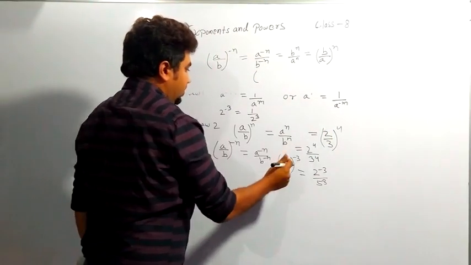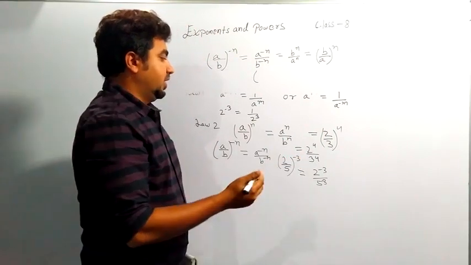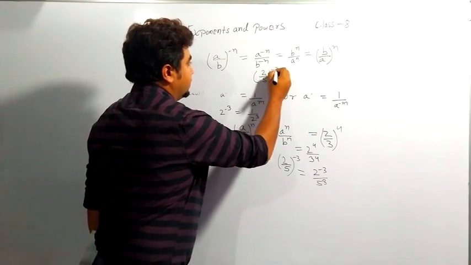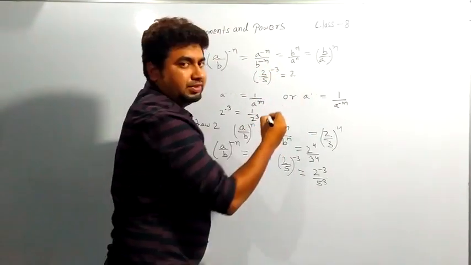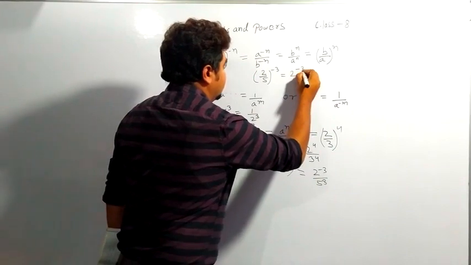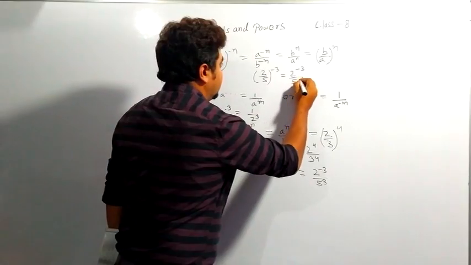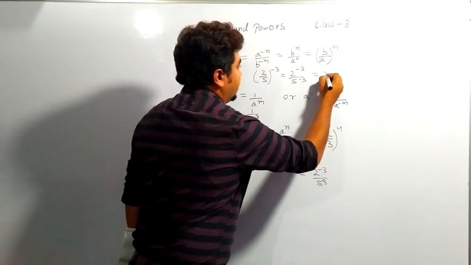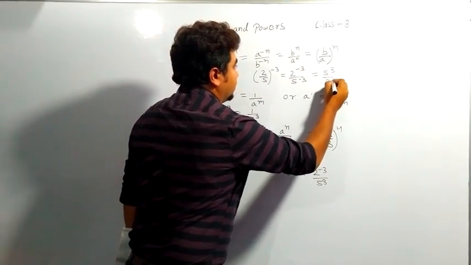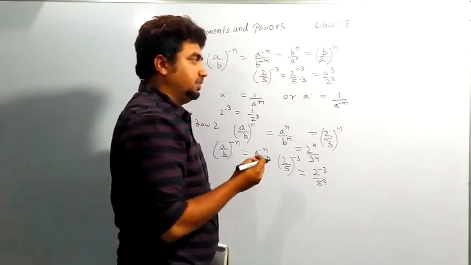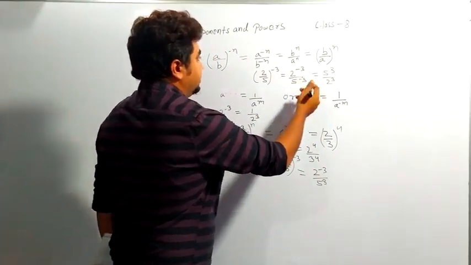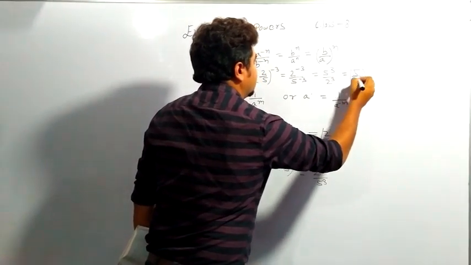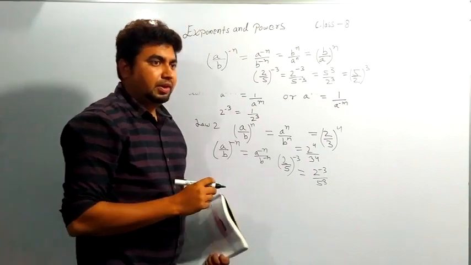Same example: 2 by 5 to power minus 3, where the overall power is minus 3. First step, we can write it as 2 to power minus 3 by 5 to power minus 3. Then second step, it is 5 to power 3 by 2 to power 3. We have to make the power positive. So again, we can take 5 by 2 to power 3 as common.